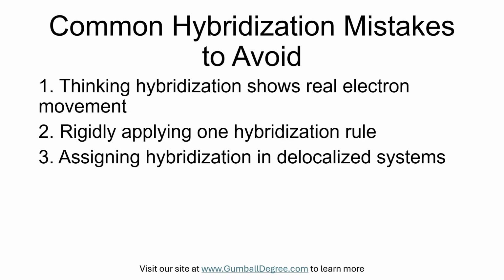A common mistake is thinking hybridization proves how electrons actually move, when it only provides a useful description. Reminding students that models simplify reality helps avoid this confusion.